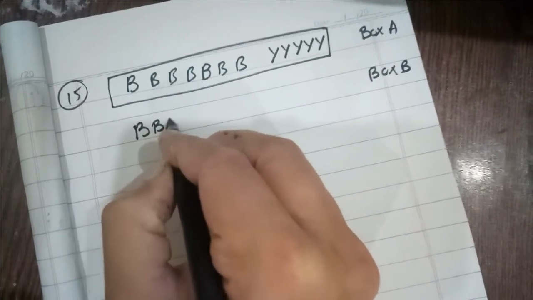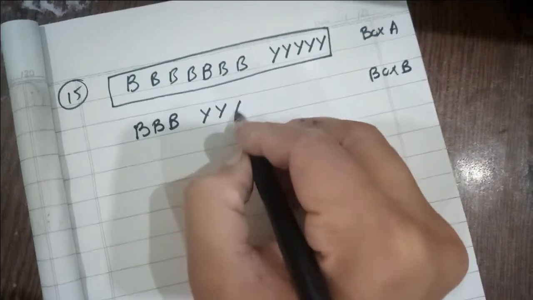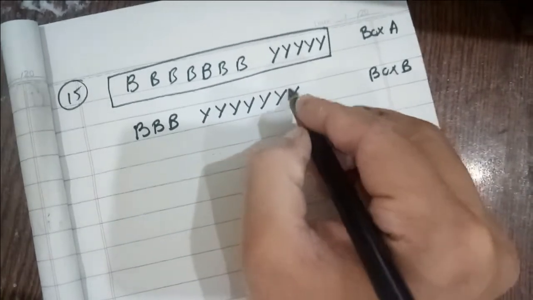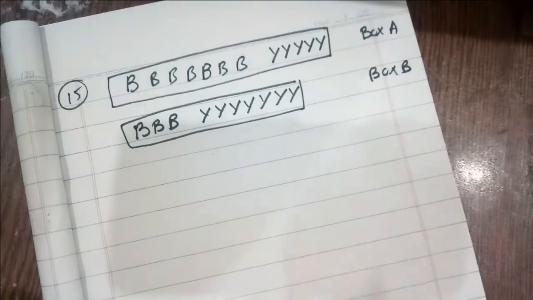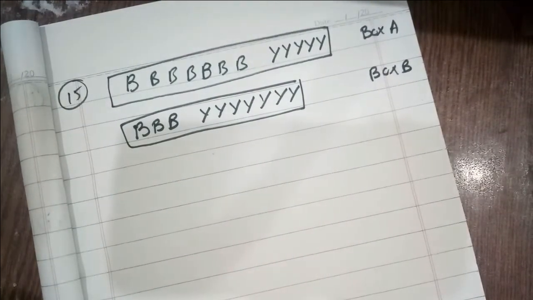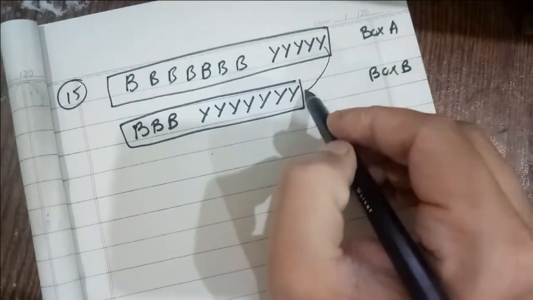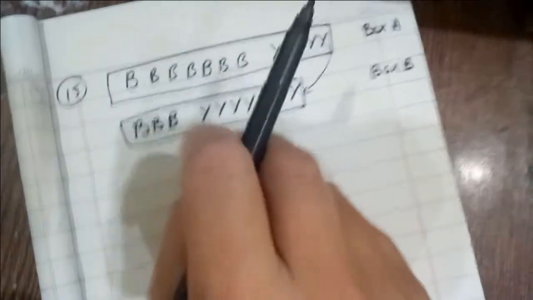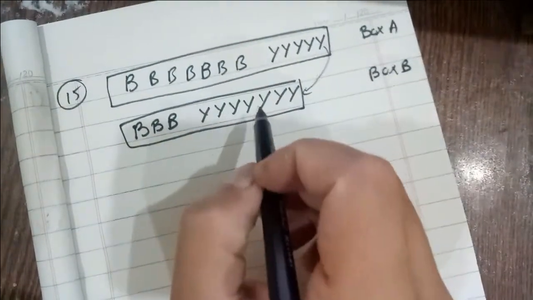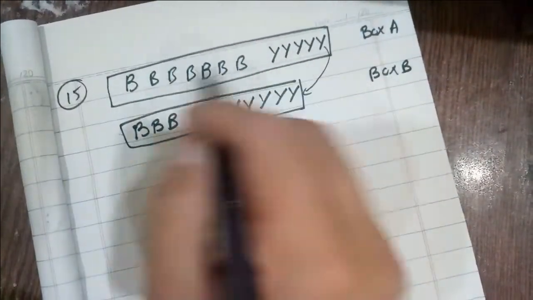3 blues, 7 yellows, 1 2 3 4 5 6 and 7. So this is box B. One ball is removed at random from box A, placed into box B. After thoroughly mixing the ball, a ball is drawn at random from box B and placed back into box A. So actually we have to take one ball from it and then mix in box B, then take one ball from B and then put in box A.